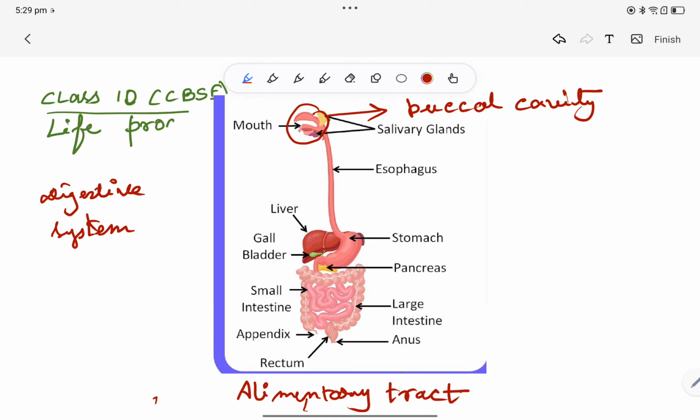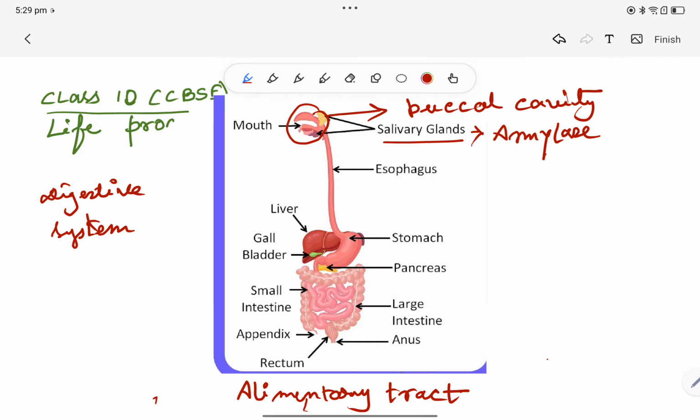Now inside our buccal cavity we have salivary glands. Now this salivary gland secretes a very important enzyme which is called amylase. Also called salivary amylase, as it secretes from the salivary gland. That's why it is called salivary amylase.